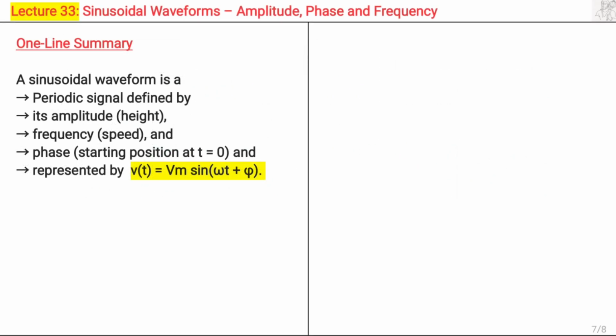So, a one line summary of the entire lecture. A sinusoidal waveform is a periodic waveform which is defined by its amplitude, that is the height above the reference, the frequency, that is how many cycles are covered in 1 second, the phase, that is its starting point with respect to the reference at time t equals 0, and finally the representation: the instantaneous voltage is equal to the magnitude Vm times sine of omega t plus phi, where omega is the angular frequency and phi is the phase angle.